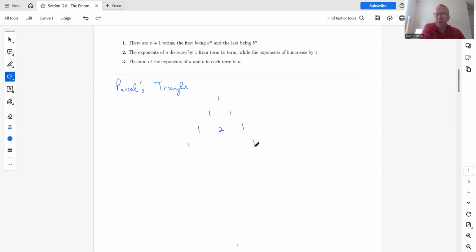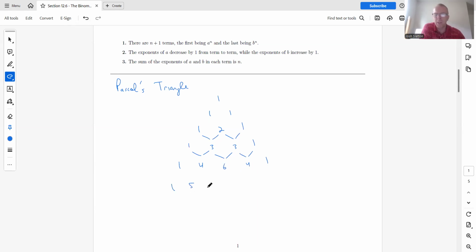1s go on the ends. And notice the number of terms is going up. So we have 1 number, 2 numbers, 3 numbers. Now we'll have 4 numbers. And the way to get these 2 in the middle is we're going to add those 2. 1 plus 2 is 3. 2 plus 1 is 3. And then doing it again, 1s on the ends. Now we're going to have 5 terms. 1 plus 3 is 4. 3 plus 3 is 6. 3 plus 1 is 4.